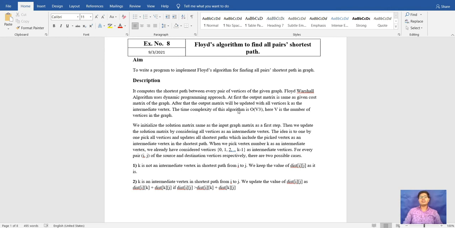The time complexity of the algorithm is O(V^3). Here V is the number of vertices present in the graph, raised to 3. That is the time complexity of the algorithm.